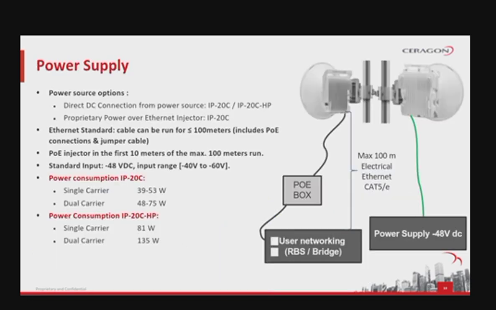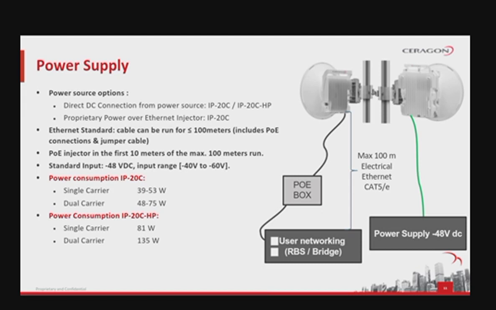Regarding the power supply for the ip-20c standard, the unit is equipped with two options: direct DC connection from power source, proprietary power over Ethernet injector. There is no redundancy between them. A redundant power supply should be utilized.